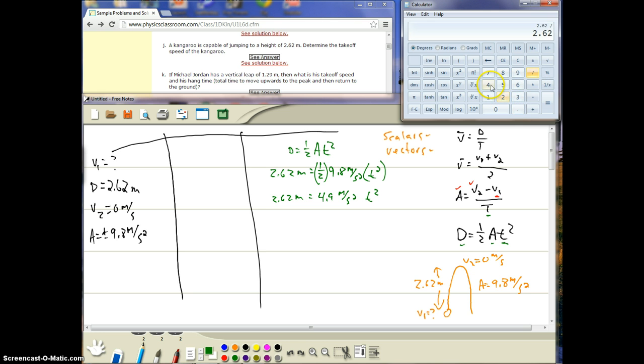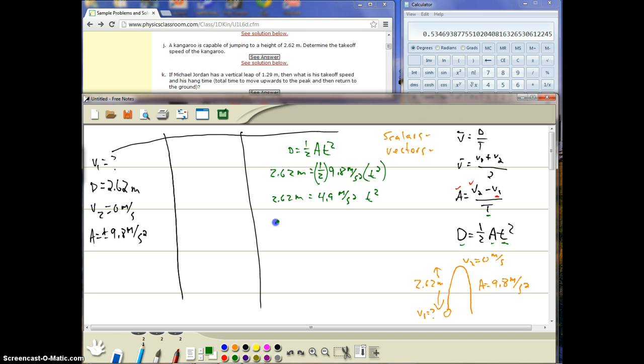2.62 divided by 4.9 equals 0.535 meters. Oop, no it doesn't, equals meters, you big goof. It's going to equal seconds squared because these meters are going to cancel each other out when I do the division. And then that's going to give me T squared.